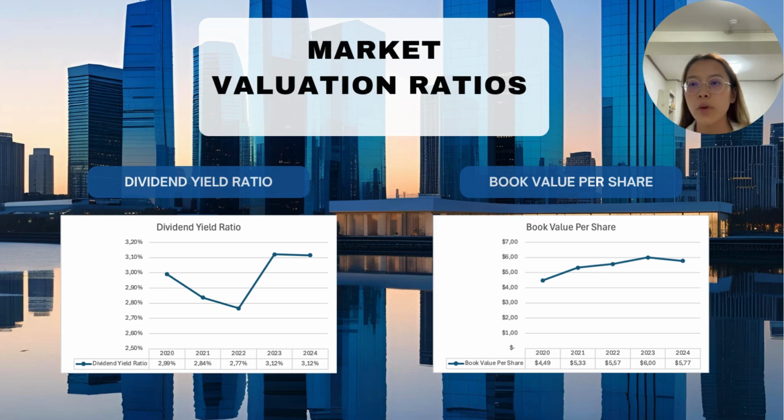And the last one, book value per share. It represents the value of the company's net assets attributable to each outstanding share of common stock. Book value per share increased consistently from $4.49 in 2020 to a peak of $6 in 2023, then dipped slightly to $5.77 in 2024. This growth trend implies consistent earnings retention and asset accumulation, while the small decline in 2024 might suggest reduced profitability or asset write-downs.